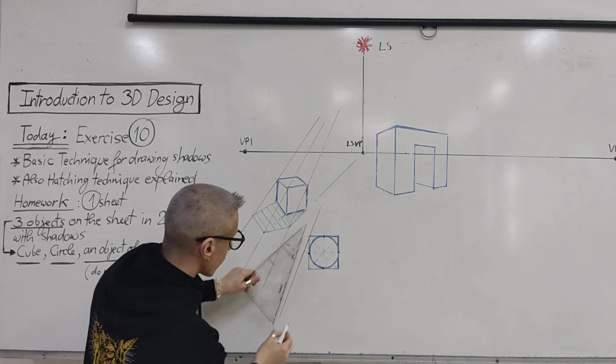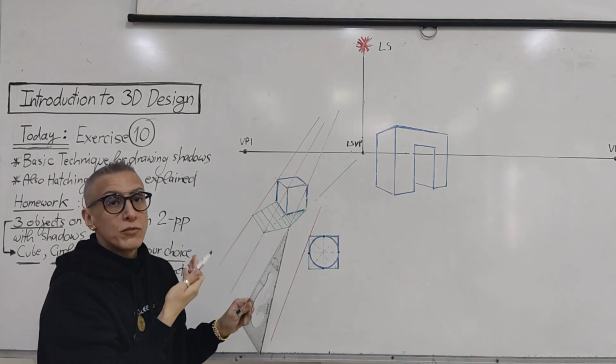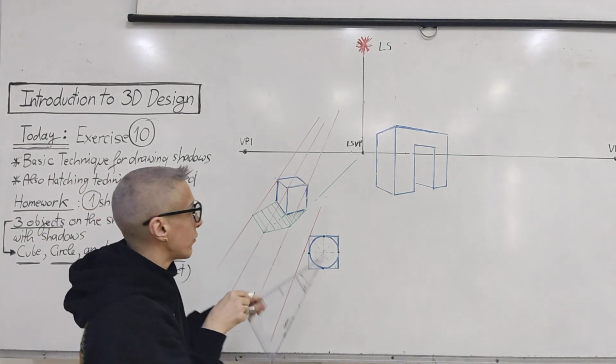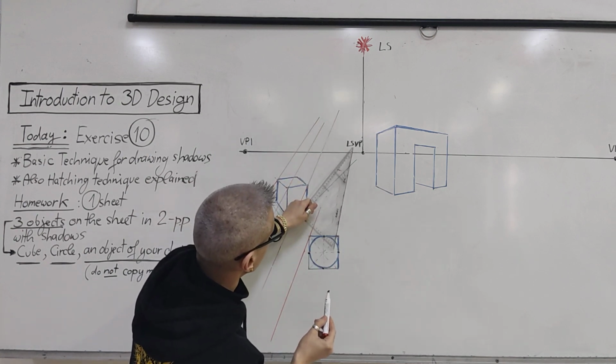So first, what am I drawing? The square. So I'm drawing the shadow of the square, then I will draw the shadow of the circle. So this corner also from the light source, okay?